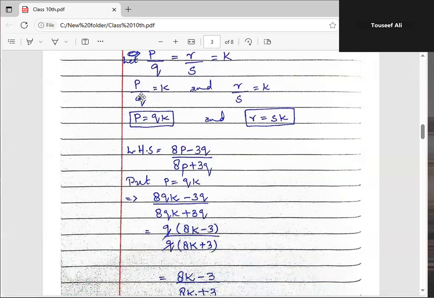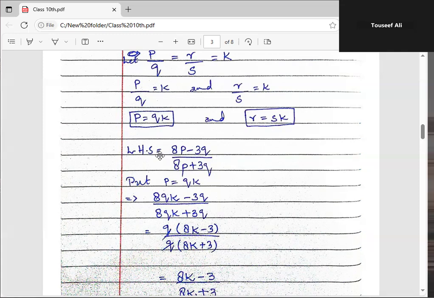Now we separate this: P upon Q equals K and R upon S equals K. From here, P over Q is in division form, so when we shift this Q to the other side, it becomes multiplied with K. Hence P equals QK and R equals SK. We have found P and R. Now by replacing these values, we will prove the given question.